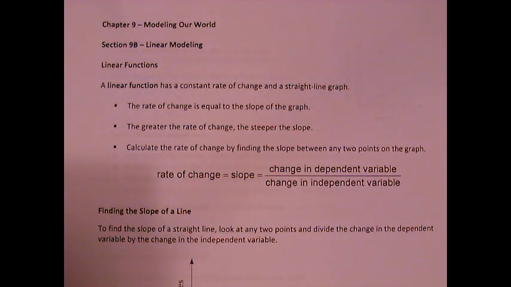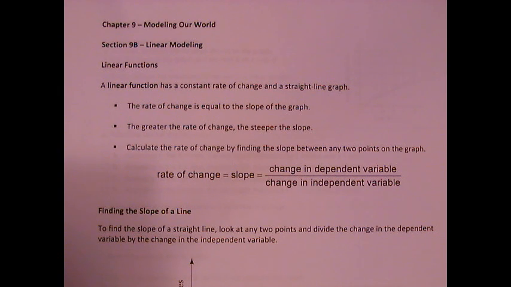It has a constant rate of change in a straight line graph. A linear function has a constant rate of change and the graph of it will be a straight line. Alright, the rate of change is equal to the slope of that graph. The greater the rate of change, the steeper the slope. So those two have a relationship here.